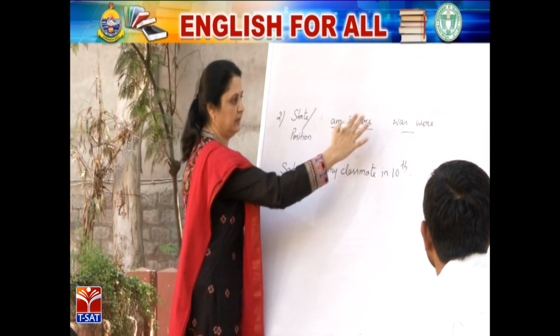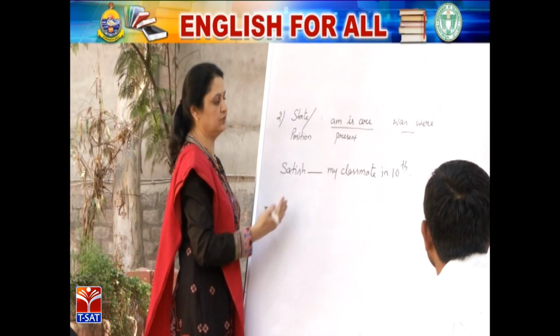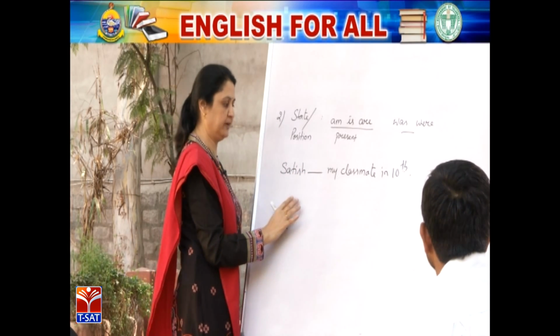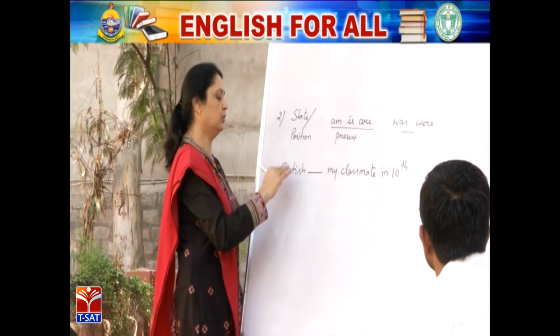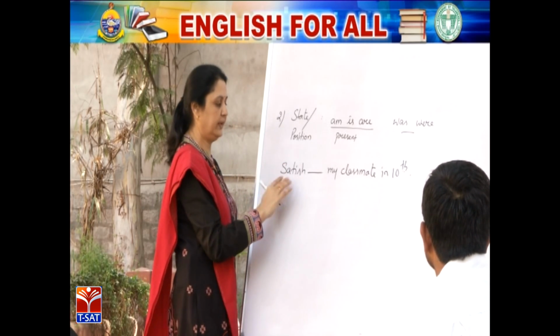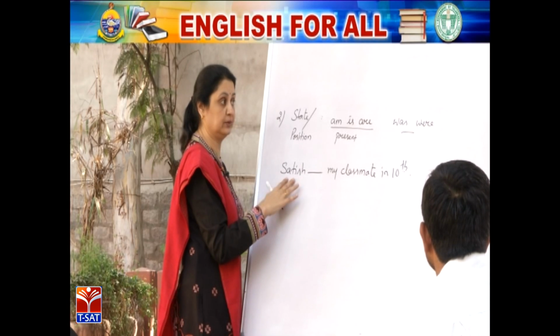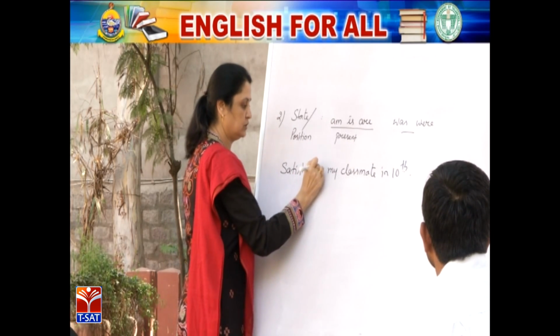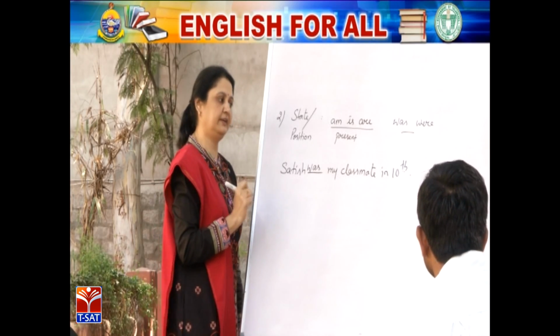So then here, what do you think can we use? Present or past? Past. It will definitely take past because you are not in 10th class and no longer is Satish your classmate. Alright. And because Satish is singular also, then we will go with this was. Then we will say Satish was my classmate in 10th.